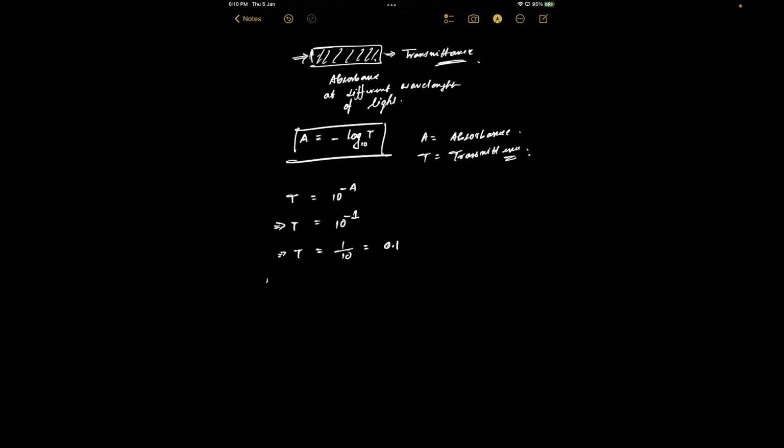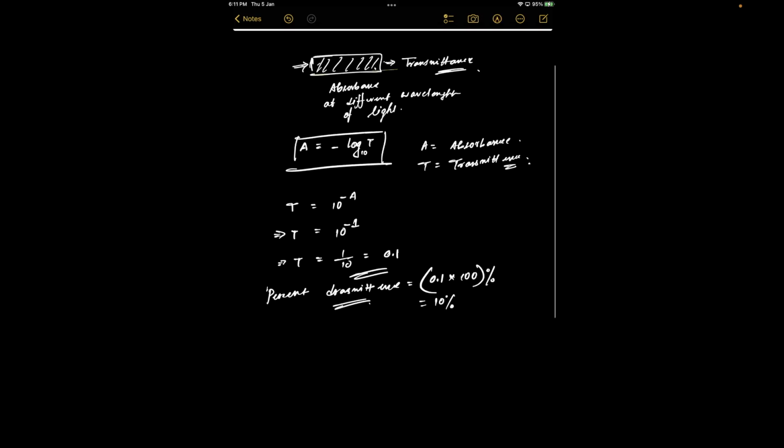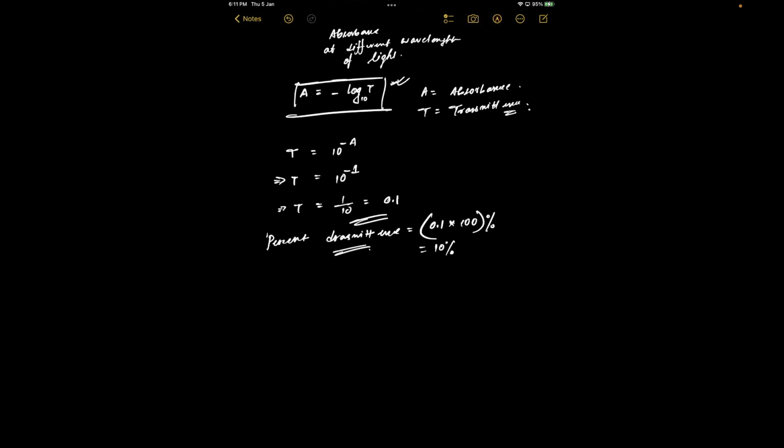Transmittance will be just 0.1 times 100%, which will be equal to 10%. Okay, so the main relationship is A equal to minus log 10 base T. So this is the important relationship, and there is another formula here.